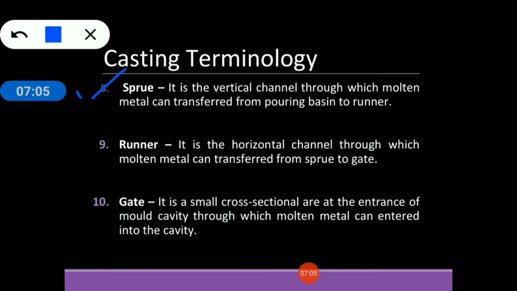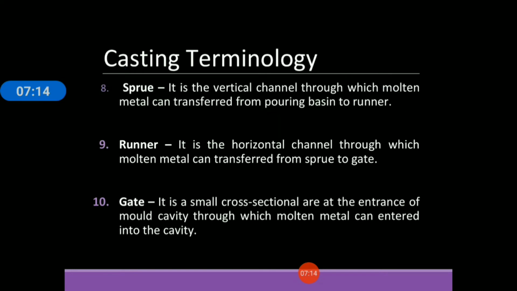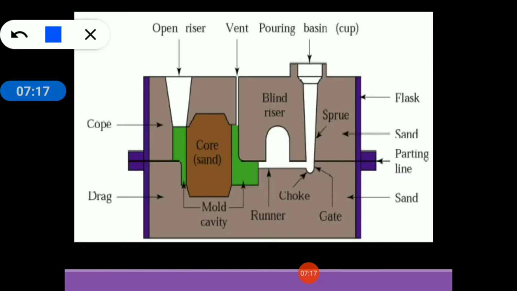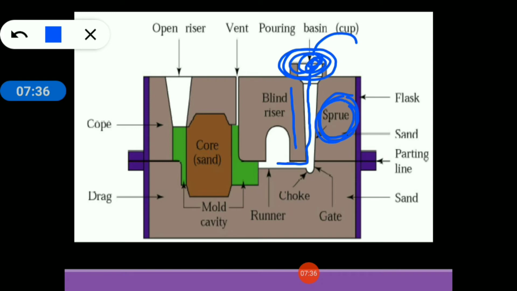Then sprue. It is a vertical channel through which molten metal can transfer from the pouring basin to the runner. See in this figure, this is the sprue. It is the vertical channel through which your molten metal can transfer from the pouring basin, in which you pour the molten metal. So the molten metal is transferred from the pouring basin to the runner.